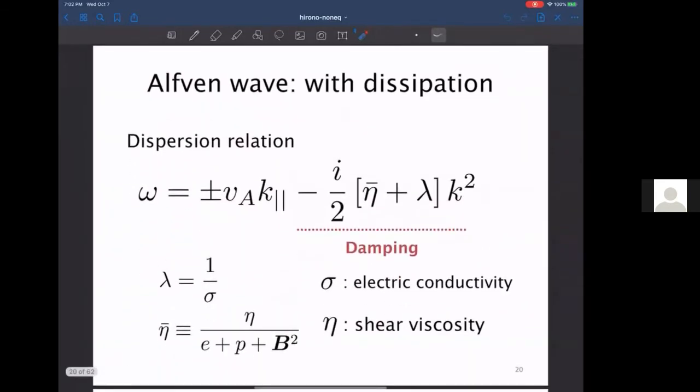And we can further include the dissipative effect. If we go to the first order in derivative expansion, there's some contribution coming from the shear viscosity and also the electrical conductivity. So basically, in the presence of dissipative effects, like shear viscosity or electrical conductivity, there's going to be a damping of the amplitude of the Alfvén wave because it comes with this imaginary part.